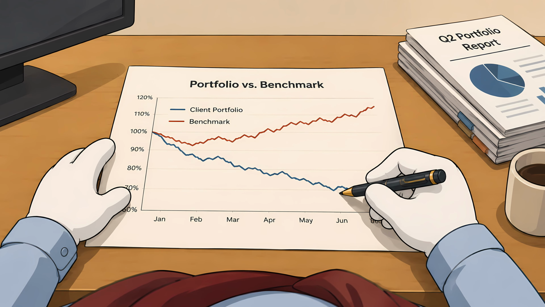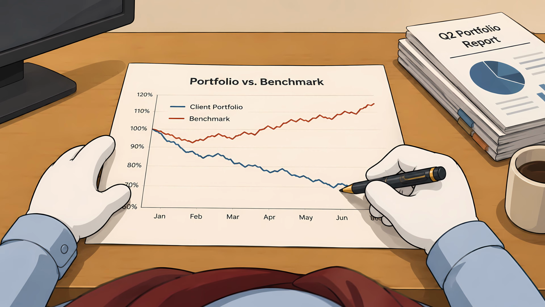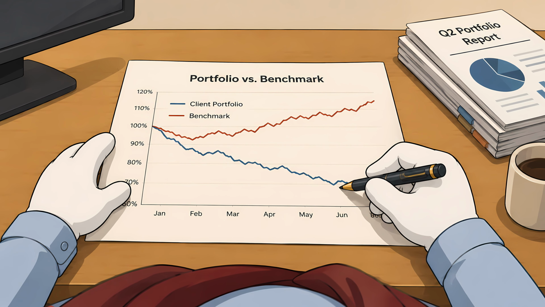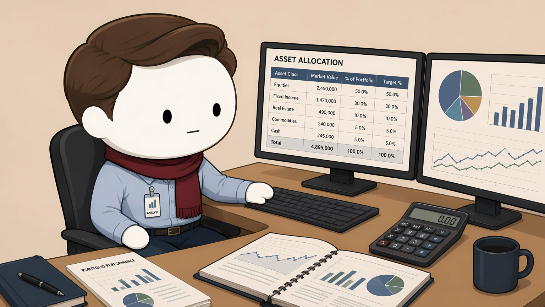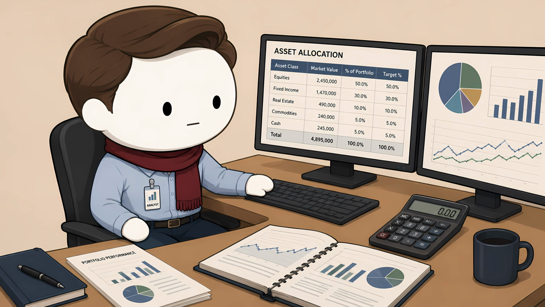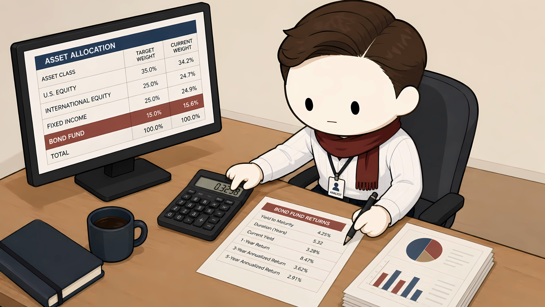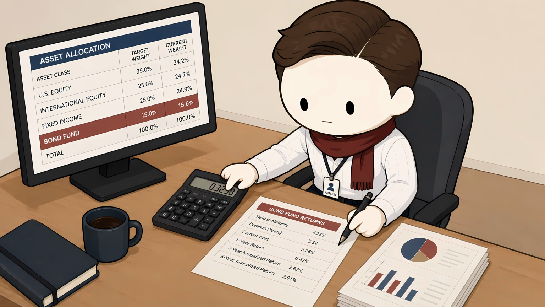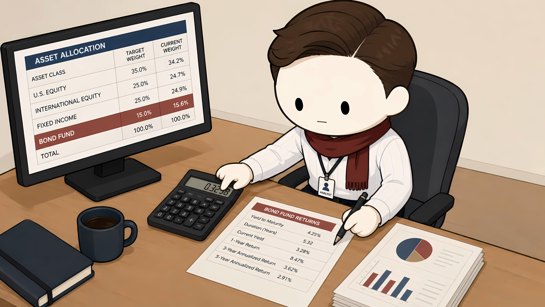On the graph of portfolio versus benchmark, you trace the client portfolio below the benchmark. You open the asset allocation table beside the calculator of returns. With the calculator of returns, you check the bond fund weight against the asset allocation table.